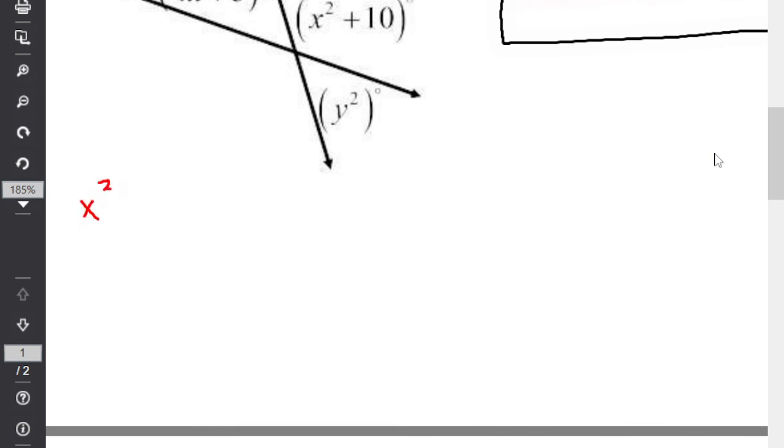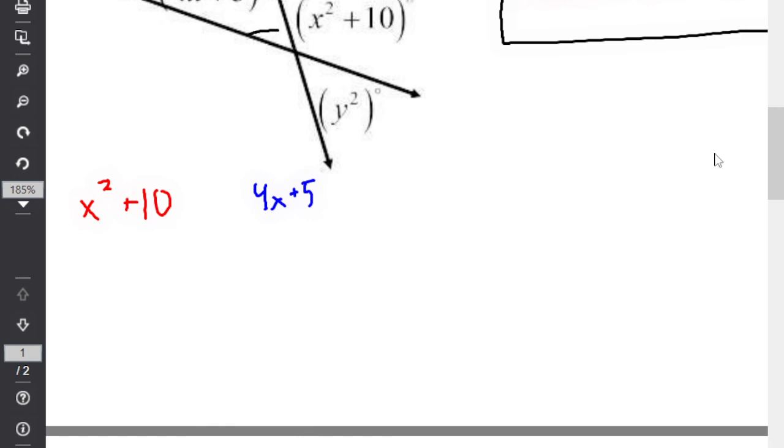So we have x squared plus 10, and then we have 4x plus 5. And what is true about those? Here comes the geometry. What is true about these two angles? They add up to what? 180. And we had a name for those. Anyone remember the name of those? Linear pair is the name of them.